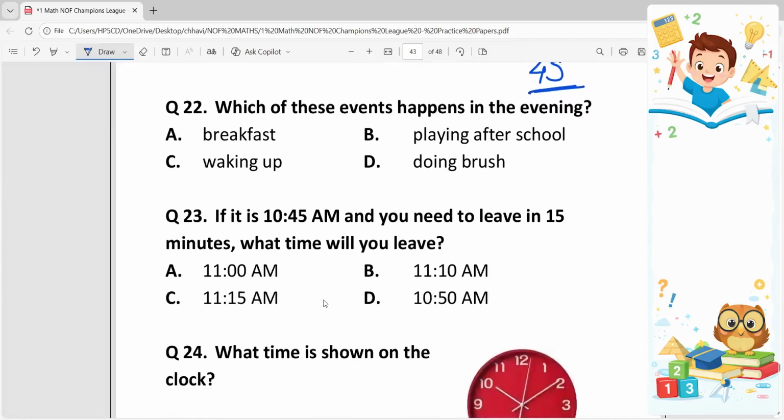22. Which of these events happens in the evening? Breakfast? No. Waking up? Not at all. Brushing? No. Playing after school? Yes. Because when we are off from school, after that we play. So that's why option B is the correct answer.